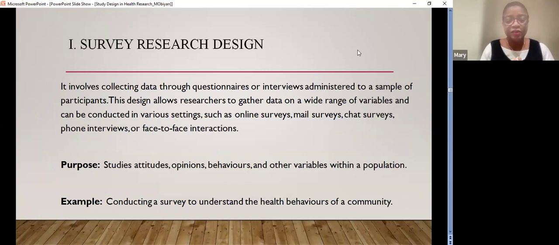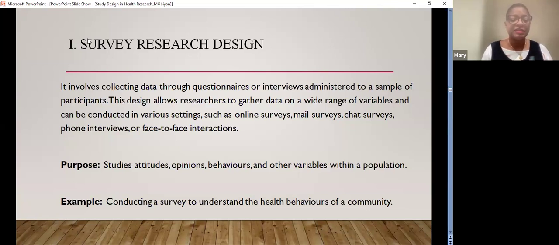I'm going to mention five quantitative research designs here. I have the survey research design, the descriptive research design, the correlational research design, the longitudinal research design, and the cross-sectional research design. So the first we're talking about is the survey research design.